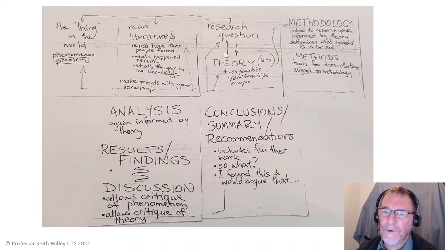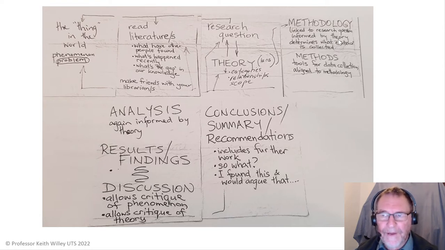After doing that, we come up with a research question and we look at theories, and there's a bit of an interaction here. What theories or lenses, if you want to think of it that way, have people been able to use to investigate this particular type of phenomenon? After we've done that, we develop a methodology, and it's linked to our research question, and it's informed by the theory of how we're going to actually conduct our research.